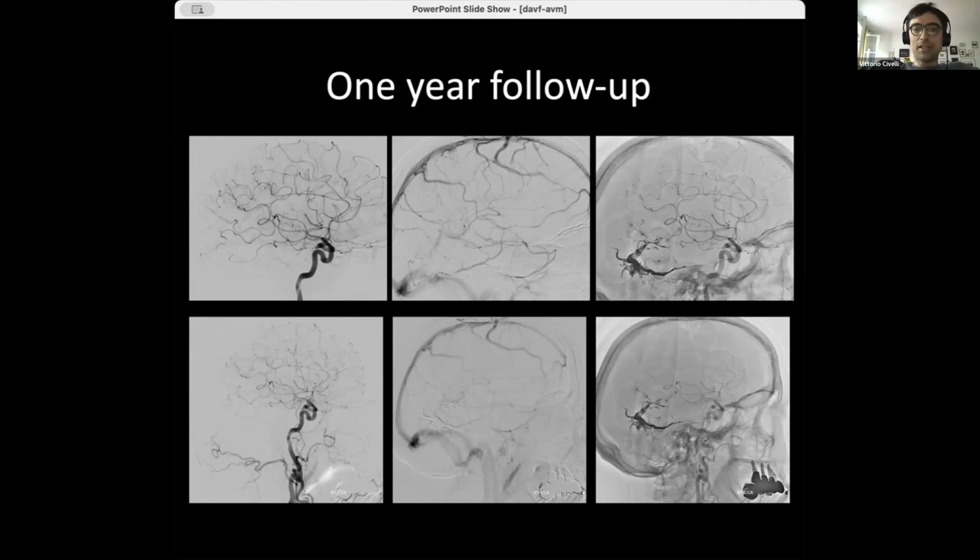Eytan, just a comment: beautiful case, but you didn't follow the dogma. Okay, what is the dogma? Because for us the dogma is to go first to the PL part of the hybrid malformation, and then to go to the dural one. But okay, that's great. How many cases like this have you seen?